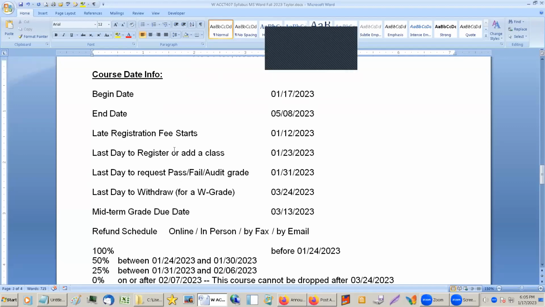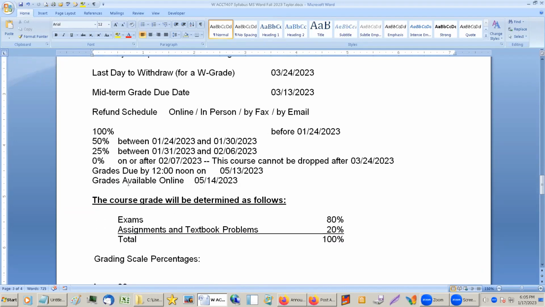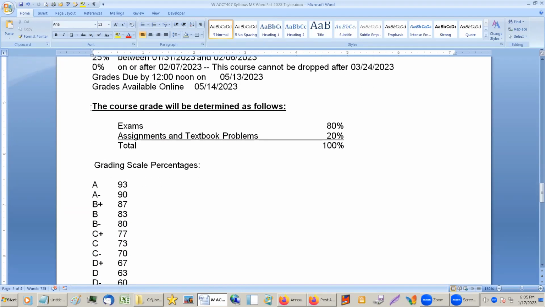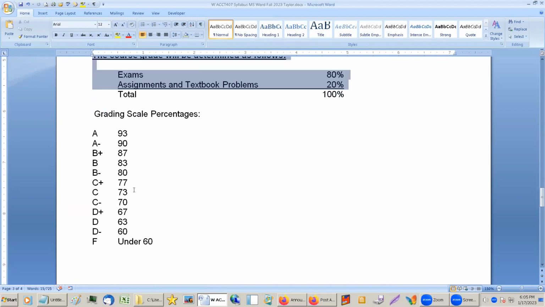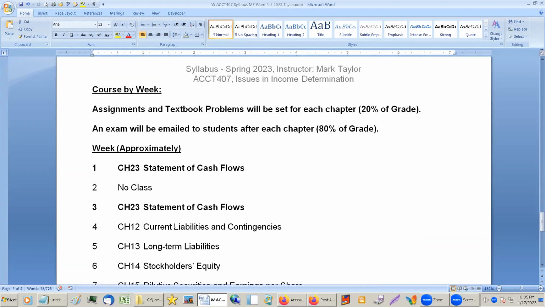Okay, this is some stuff. Hopefully you won't need to drop from the class, but if you do, here are some dates to remember. We already talked about the grades. There's the good old grading scale that we all know and love. Course per week: assignments and textbook problems will be set for each chapter. Exams will be emailed, and this is important, they're only emailed to students.